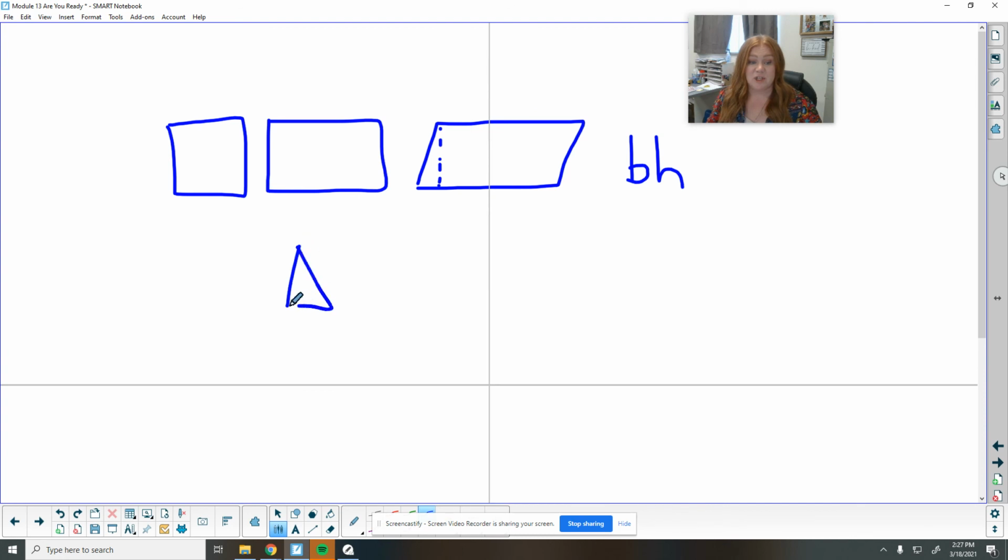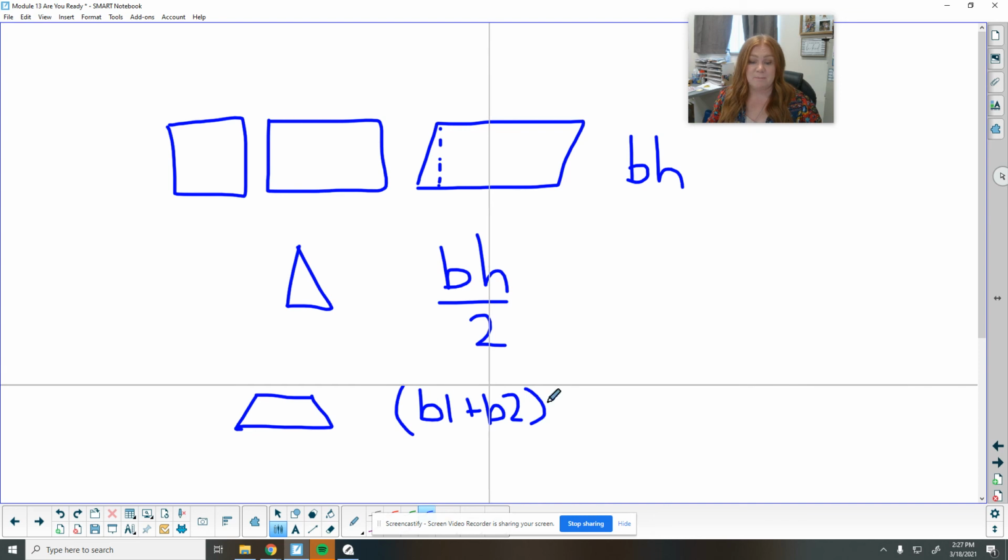If we want a triangle, base times height, but we cut it in half. And if we have a trapezoid, we add our 2 bases together to make a parallelogram. So base times height, cut in half. So there's a few of those, and you're welcome to use these formulas as you are solving those.